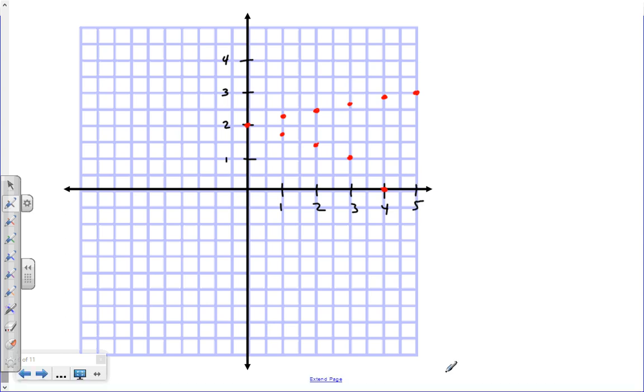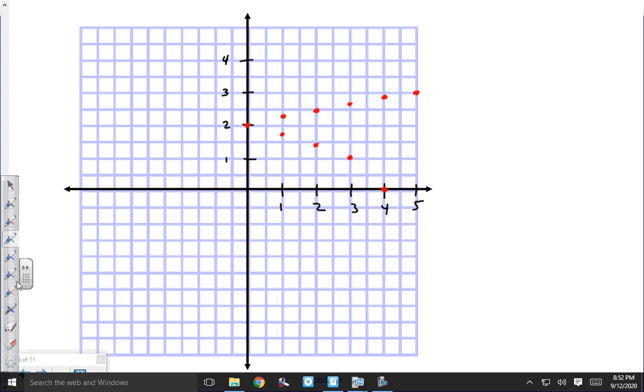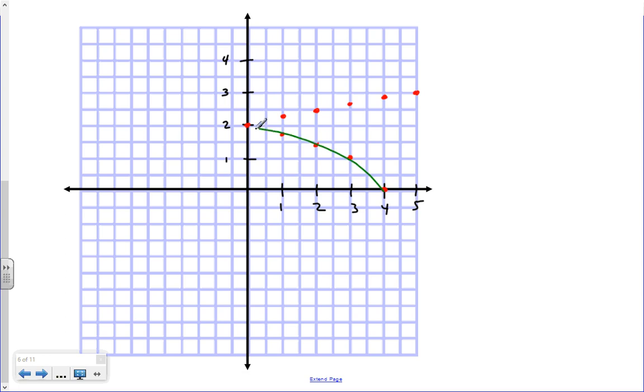Okay, so now we can sketch a nice little curve that goes through these points. We should end up with something that has a little bit of a curve to it. These almost look like they might be straight. I don't know if they're supposed to be or not, but there we go. There's what our sketch would end up looking like.